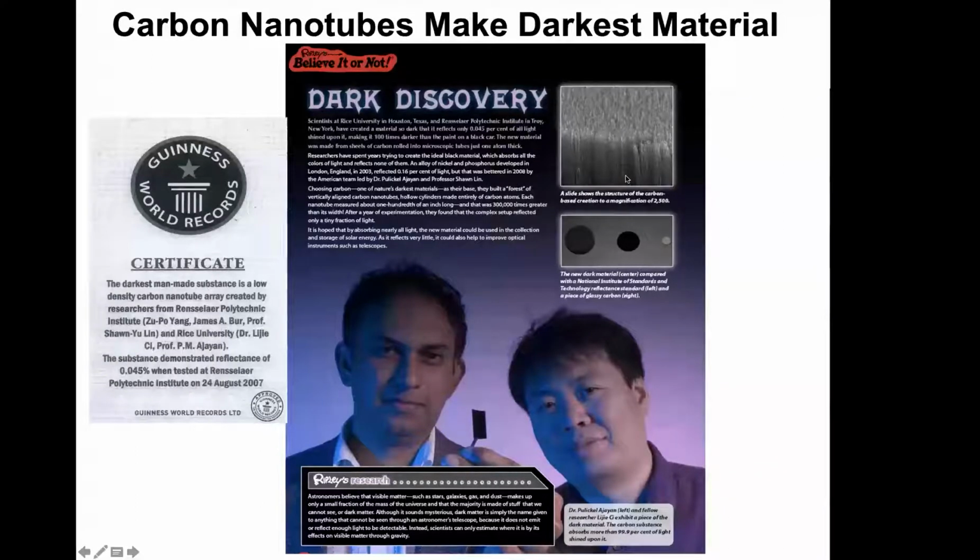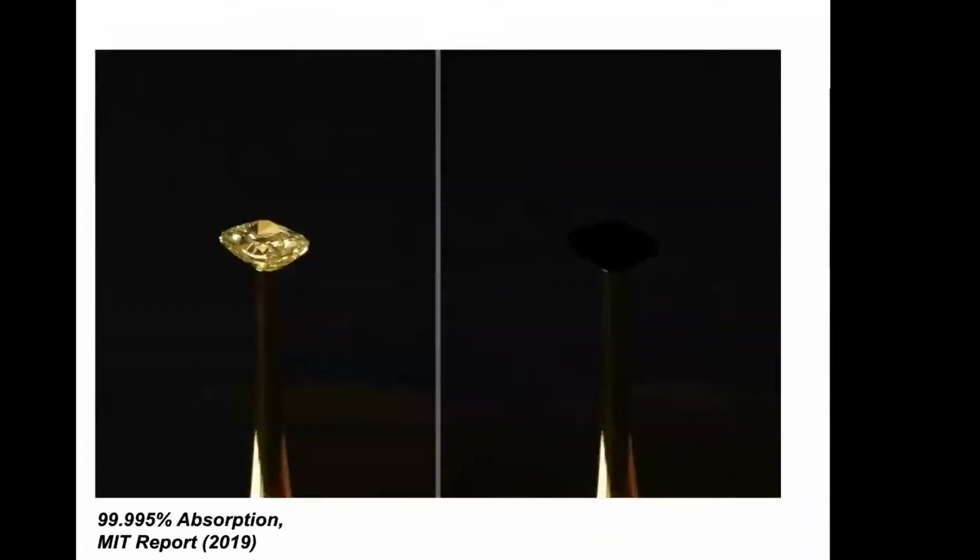sheet, but people found that it can make the darkest material in the world. The reflection from that is almost zero, very close to 0.045% if I quantify it. This was the darkest material in 2007. With the same concepts and a much better arrangement perfection, a group from MIT showed that almost 99.995% absorption is possible from a material.